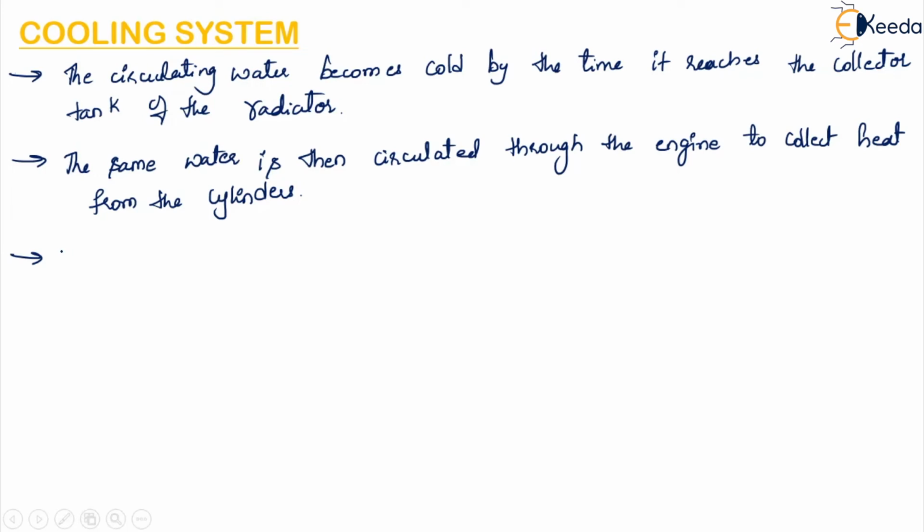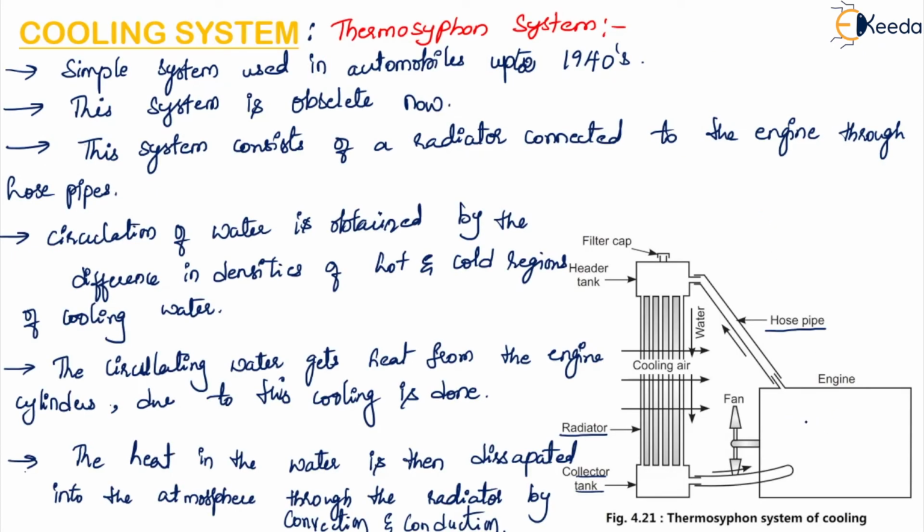The rate at which the water is flowing or circulating in the system is proportional to the heat output or the load on the engine, and not on the engine speed. The water is flowing through the engine cylinders and collecting the heat. So the rate at which the water flows is proportional to the heat output from the engine, that is, the load on the engine, but not the speed of the engine.